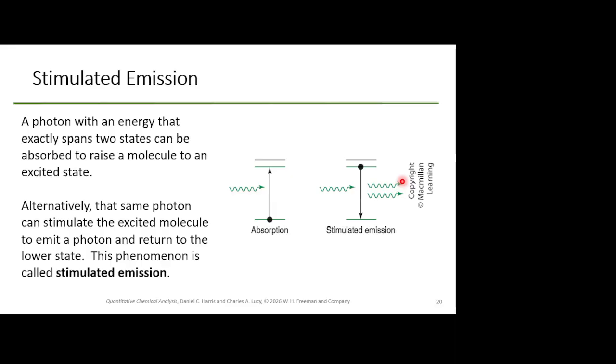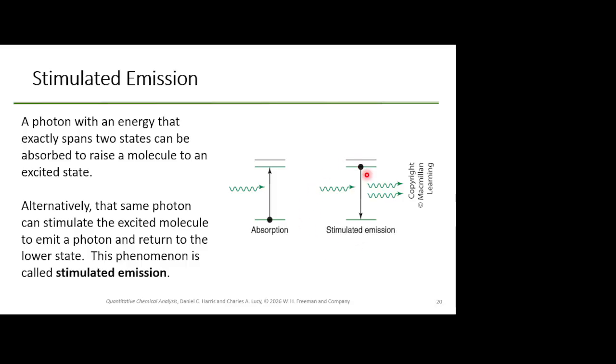Okay, so let's talk about stimulated emission. So a photon with an energy that exactly spans two states can be absorbed to raise a molecule to an excited state. And you're all kind of familiar with this at this point, I think. Alternatively, the same photon can stimulate the excited molecule to emit a photon and return to a lower state. This phenomenon is going to be called stimulated emission.